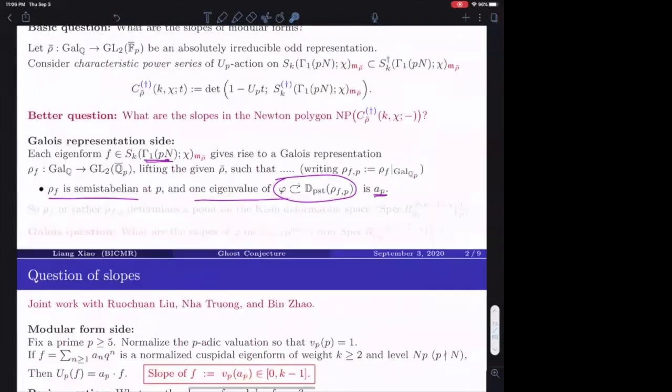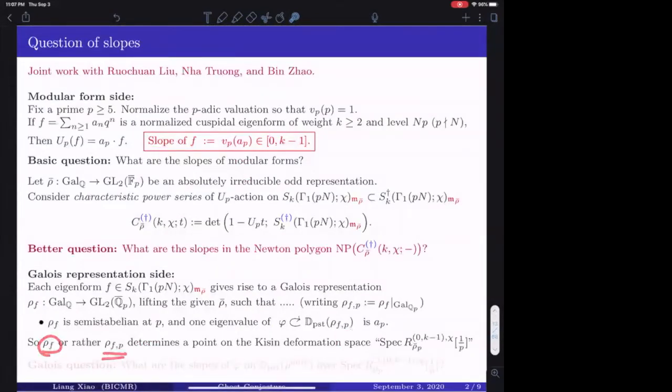In fact, another way to think of this is that this rho f, or its local Galois representation, determines a point on the Kisin deformation space. You deform your rho bar to a crystalline representation with Hodge-Tate weights 0 and k minus 1, and some sort of character chi. And this will give you a point in the generic fiber of this. The reason I put quotation marks is because my rho bar p may not be irreducible, so this may not be an actual deformation ring. In fact, what we should be doing is a sort of framed deformation, and I will get some sort of orbit of this. But that's a minor technicality I want to gloss over. You can just pretend that we have a point on this.